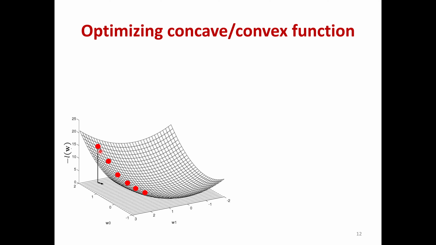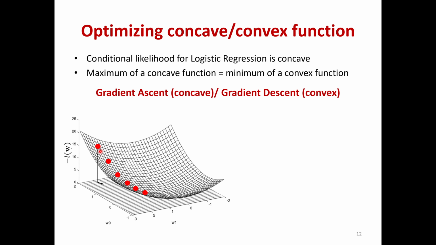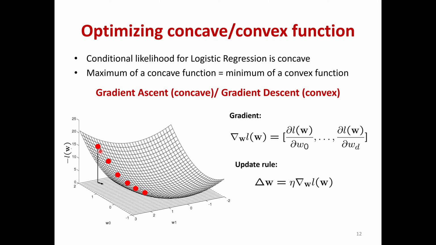Alright, so when we have a concave function and we want to maximize it, or when we have a convex function and we want to minimize it, we just need to calculate the gradient and then do gradient ascent on a concave function or do gradient descent on a convex function. I'm just visualizing here the gradient descent on a convex function. We start from this point, we calculate the gradient, and then we move to the direction of the negative gradient to minimize this function as quickly as possible.